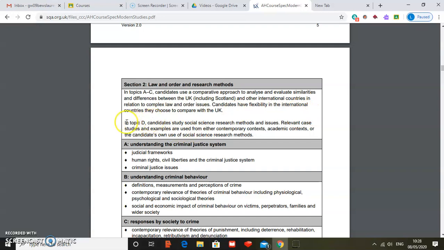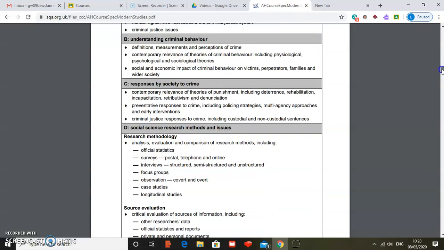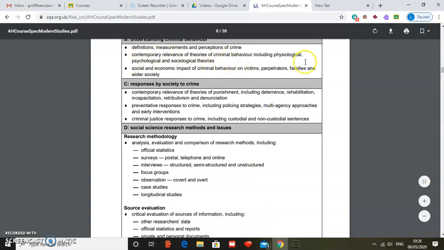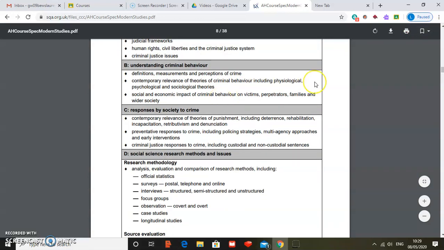Now, it says here in topic D, which everyone has to do, we study social science research methods and issues. Relevant case studies and examples are used, but we'll look at that in a little minute. Now, going down, you can see potentially your question for this section could be any of these three. So it's looking at definitions, measurements, and perceptions of crime. Now, that obviously won't be a 30-mark question by itself.